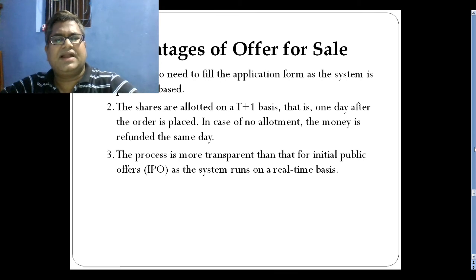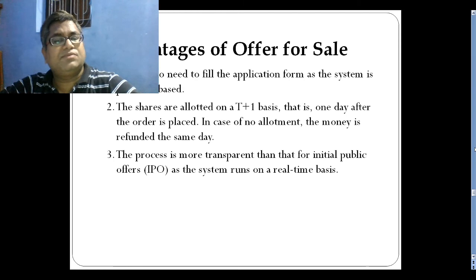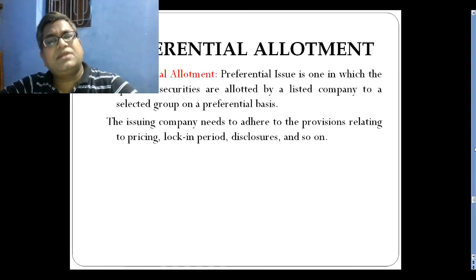There is, and the shares can be allotted only 1 day or 2 days, so that T plus 1 means trading day 1, and there is no allotment. And it's more transparent, and for the IPO, the system is on a real time basis also. But another method for raising of funds is called a preferential allotment.